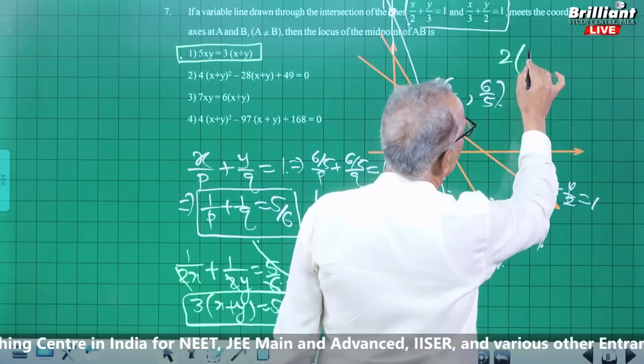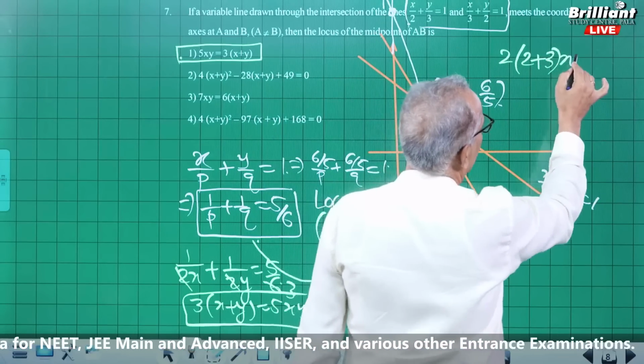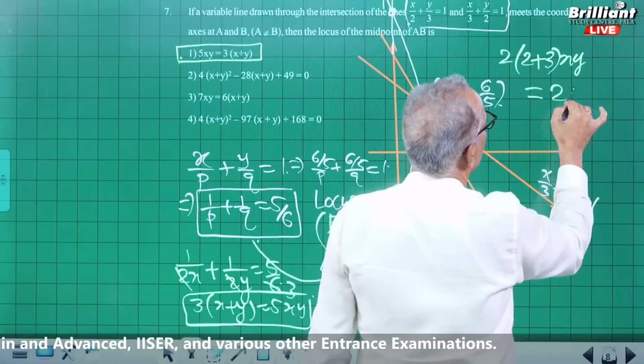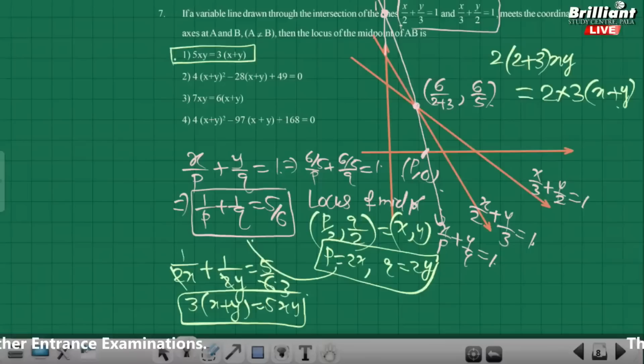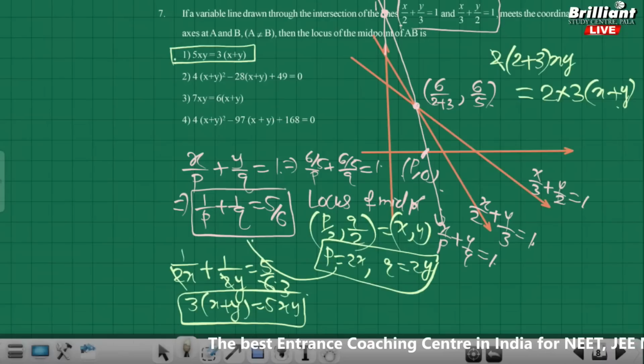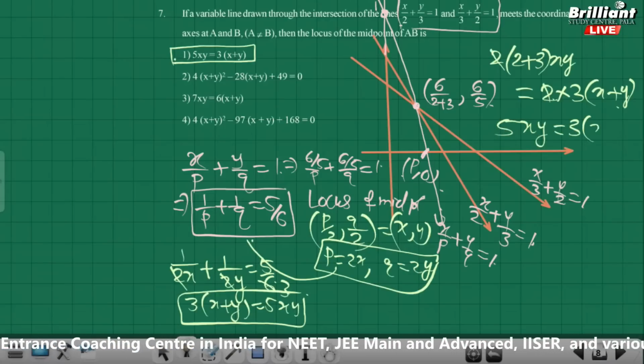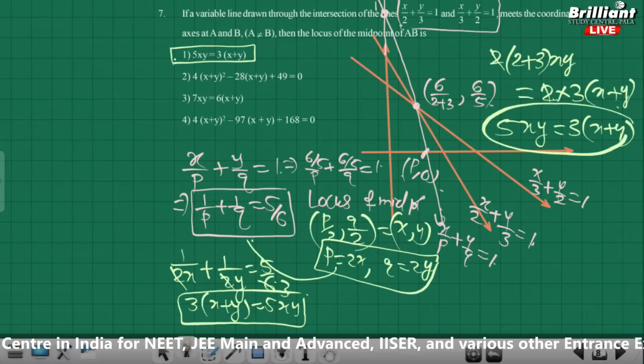2 into (2 plus 3) xy equal to 2 into 3 (x plus y). The 2 cancels, look at your answer: 5xy is equal to 3 into (x plus y). Look at your answer here.